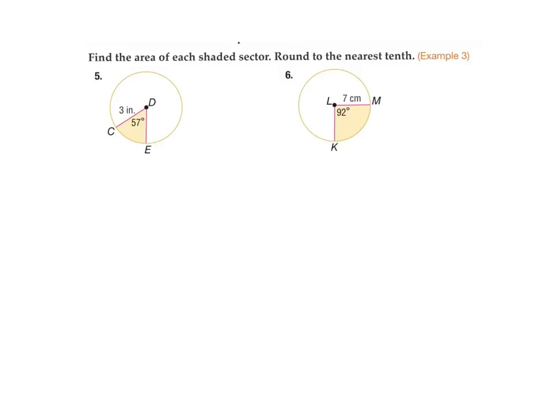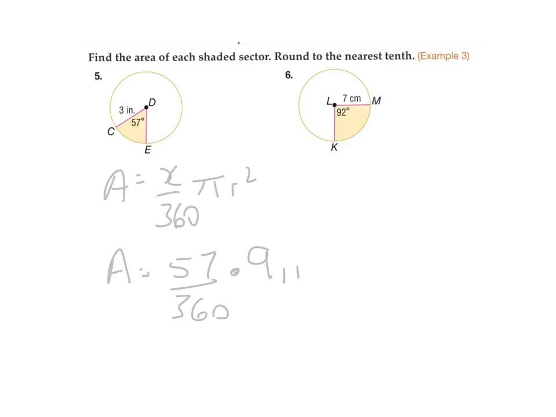Now we're on number 5, okay, and the area is going to equal x over 360 times pi r squared. Okay, there's your formula. Your x this time is going to be 57 over 360. The radius is 3, so I'm just going to multiply that by 9 pi. And again, just plug it into your calculator and it will do it for you. You'll get 4.476, while it asks to the nearest tenth, so it's going to be 4.5. And in theory, it's inches squared.